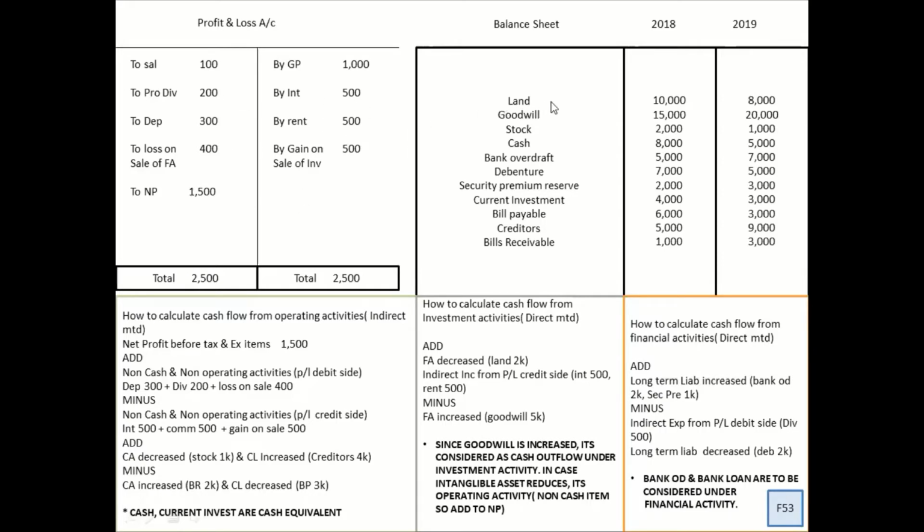Let's move on to the balance sheet side. Now if you see, you should be very careful. The year given is 1819. At times they might give 1918 also, depends on your sum. So you should be very careful before you do the calculation. Now look into this part. Land, in 18 it was 10,000 and in 19 it become 8,000. That means land has reduced.